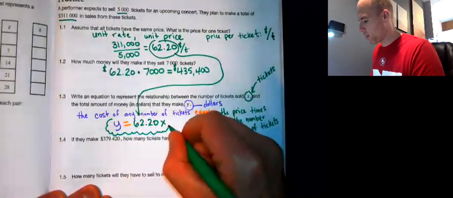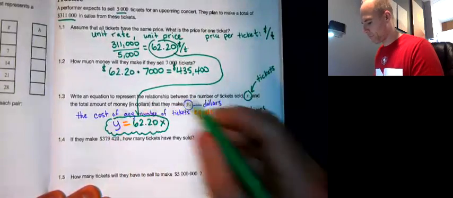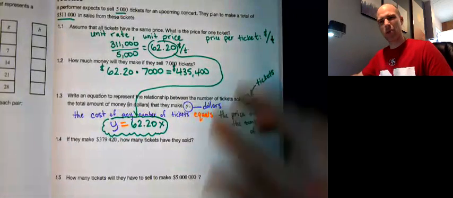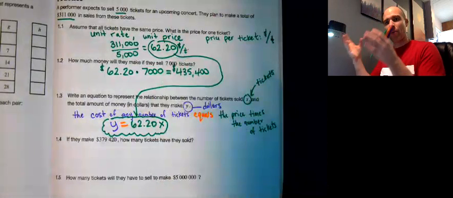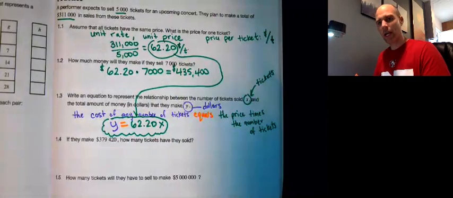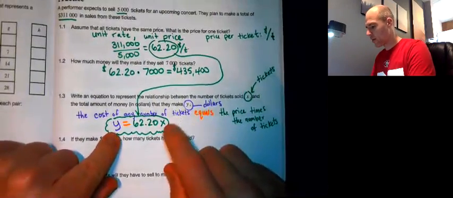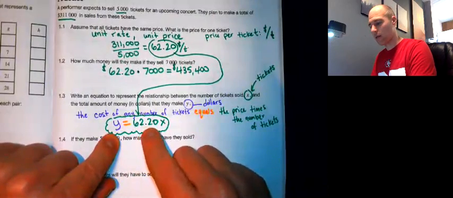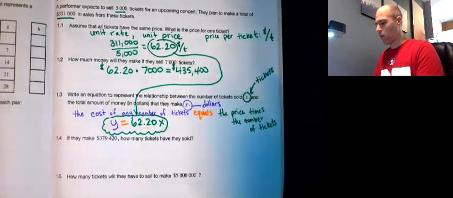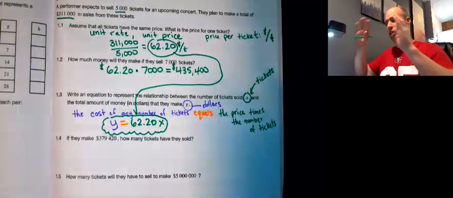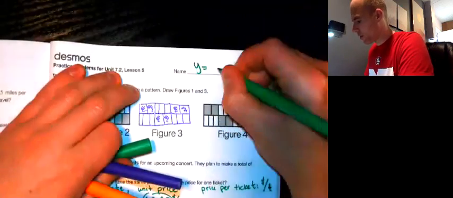Y equals 62.20x. And with all of these equations that represent proportional relationships, this is a proportional relationship between how many tickets you buy and how much money you're going to have to pay, right? They always boil down to y equals your unit rate or constant of proportionality times x. We have a general form of that. When I say general form, I mean a form that works in general. And we write it as y equals kx.